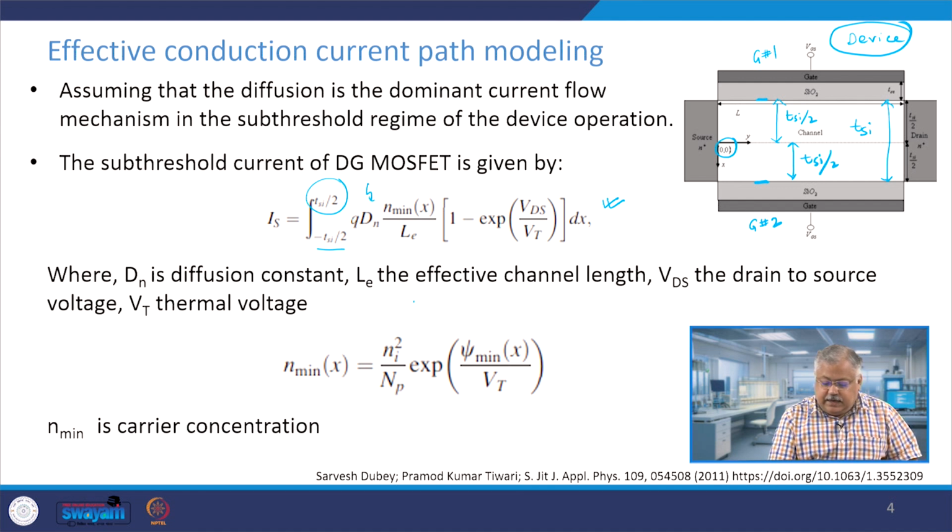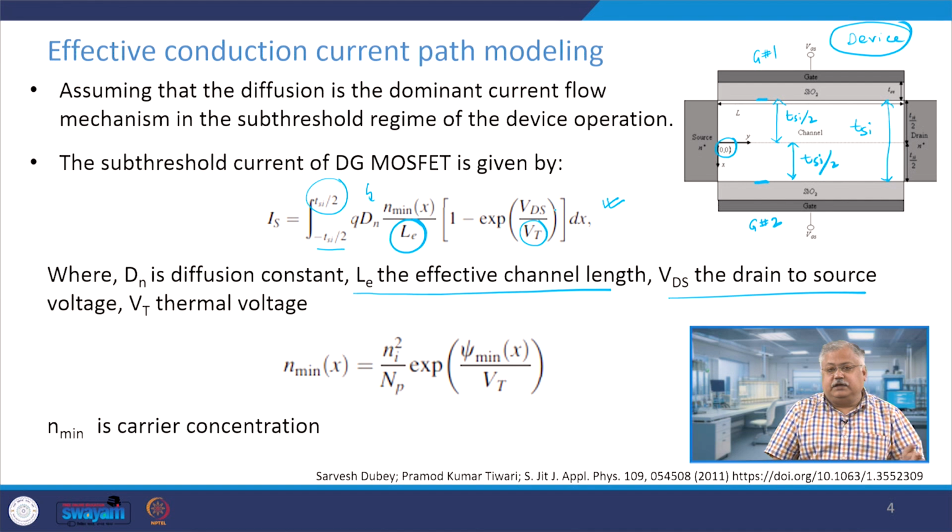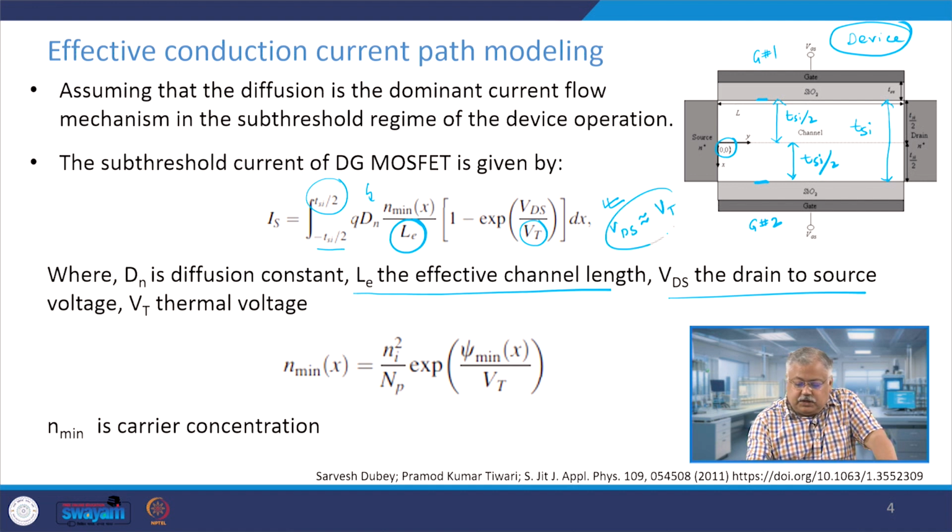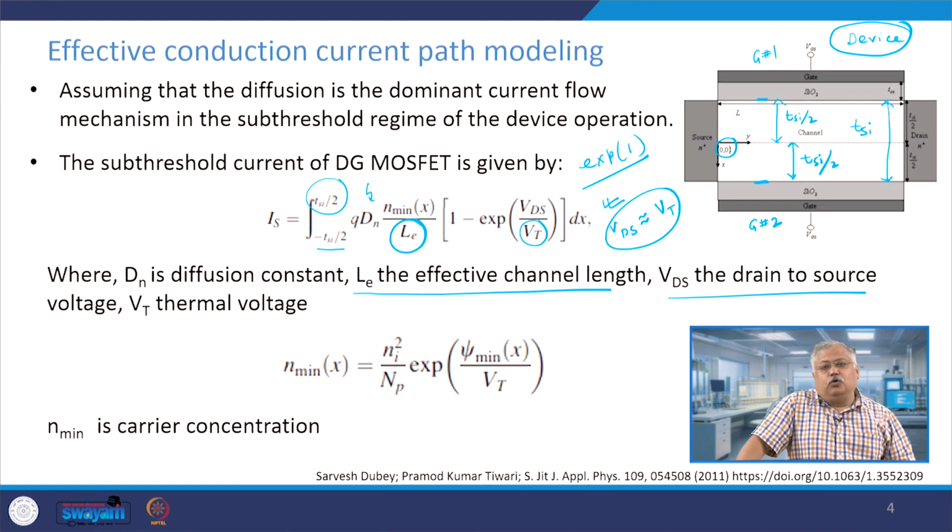which you see, LE is the effective channel length, and VDS is the drain to source voltage, and VT is kT by q, which is the effective thermal voltage at 300 Kelvin, you know, it is 26 millivolt. Now, what does it tell me therefore is that if you keep your VDS approximately equal to the thermal voltage, then this becomes exponential 1, e to the power 1 you will get, and you will get 1 minus e as the effective current. So, current drops down very low when you keep your VDS to the thermal voltage.